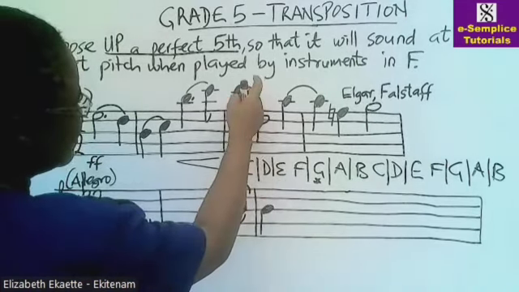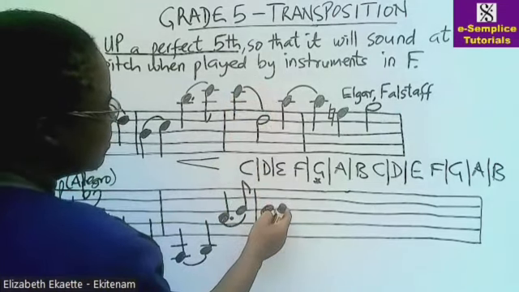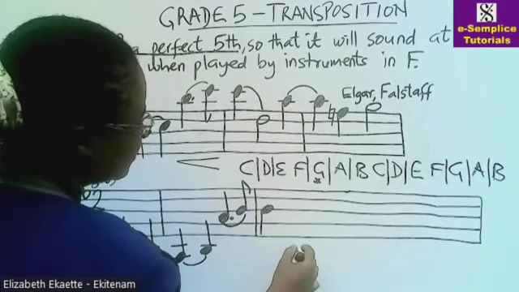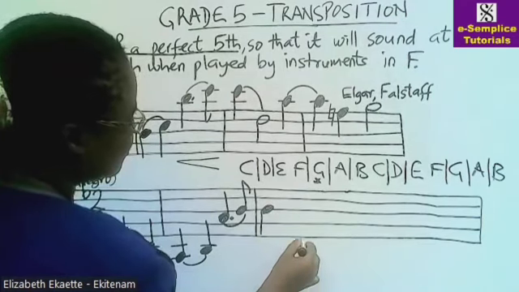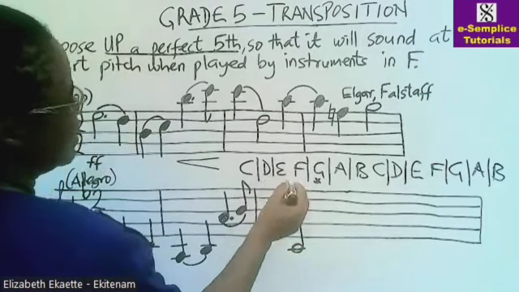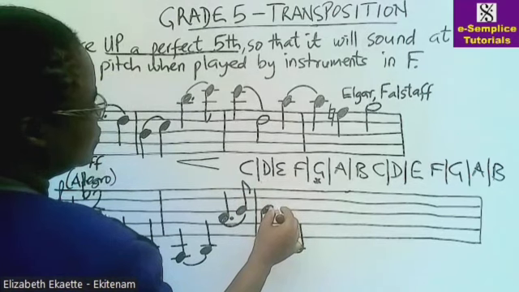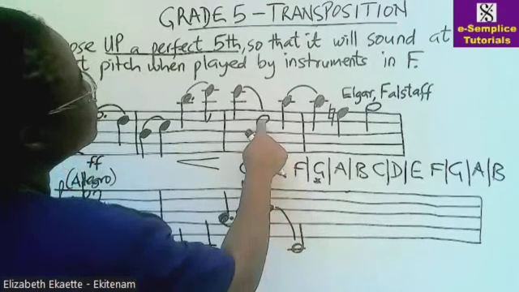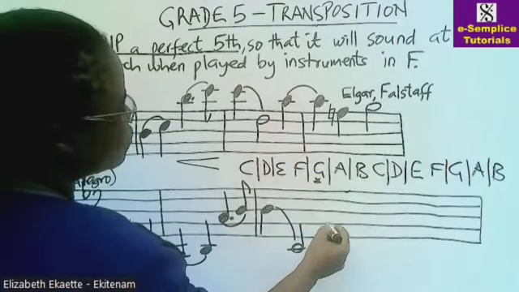The next note is 1, 2, 3, 4, 5, 6, 7. A seventh lower. So you go 1, 2, 3, 4, 5, 6, 7. So it comes back to C. And then the next note from there is 1, 2, 3, 4, 5, a fifth. So a fifth will put you here.